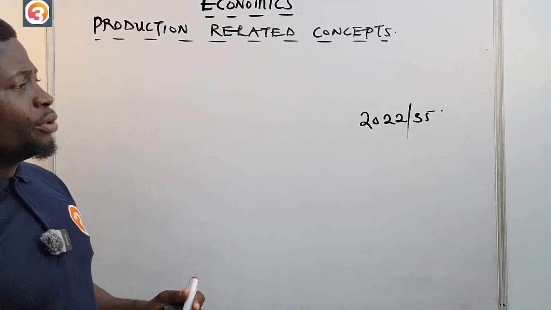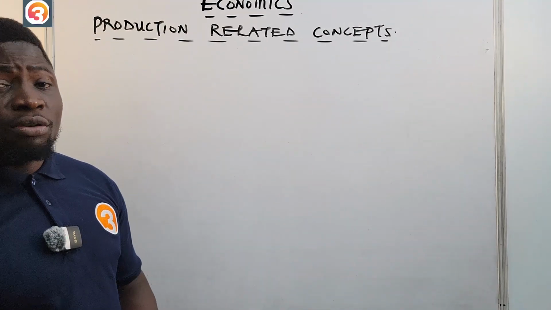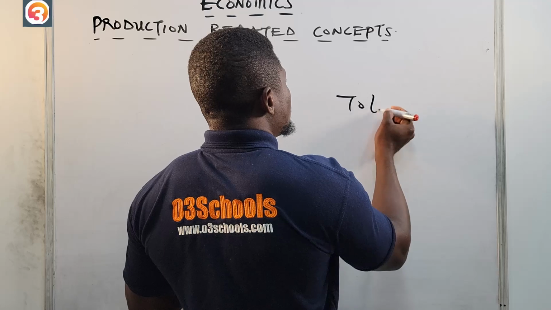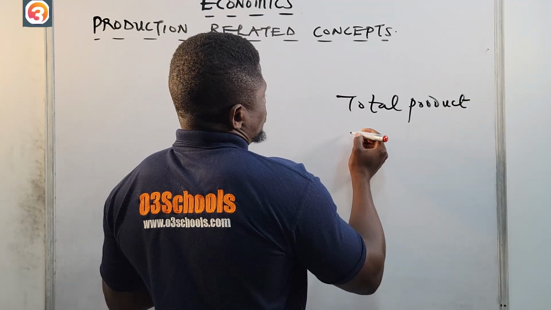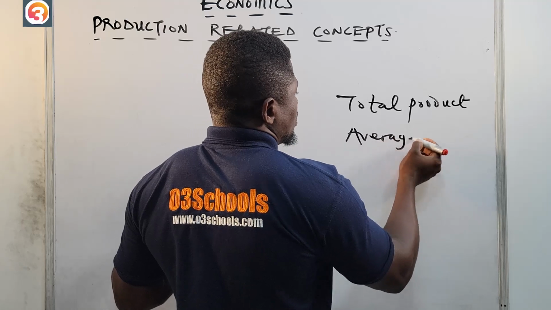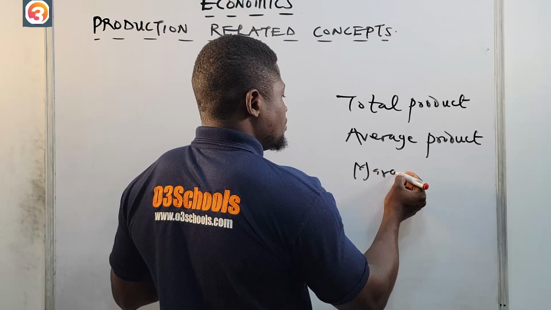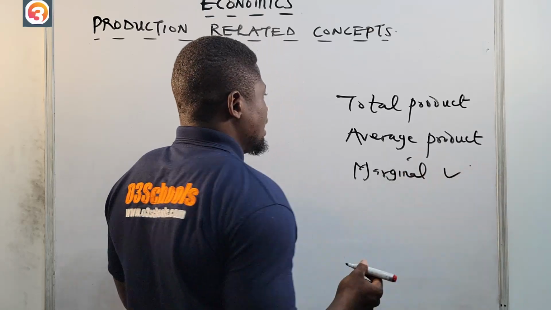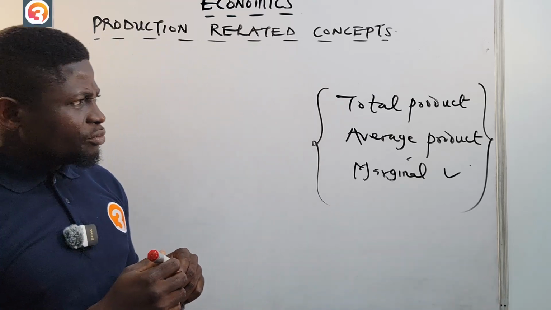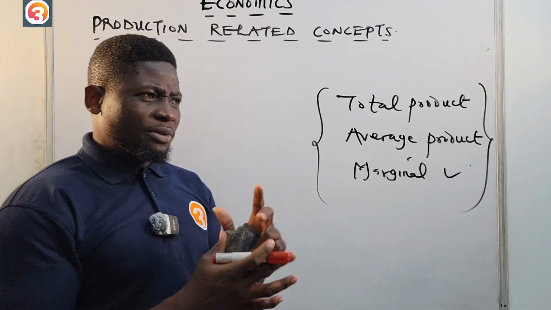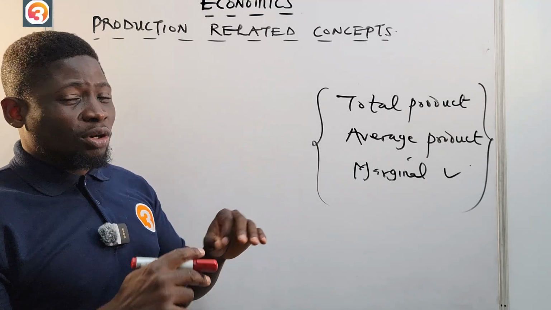Okay, so now let us go to production related concepts. Basically, we're going to be looking at 3 concepts. Number 1 is total product. Then number 2, we'll look at average product. Then number 3, we'll also look at marginal product. So these are the 3 concepts we're going to look at today. And we're also going to draw up relationships between these 3 concepts, so that you can better understand why we are even talking about this at all.